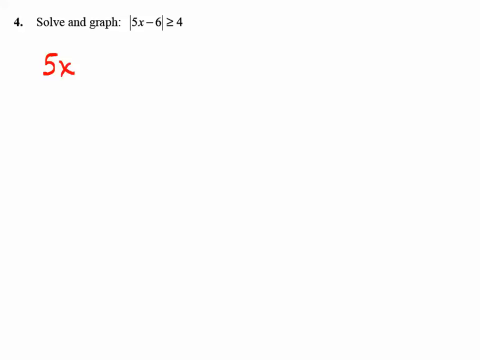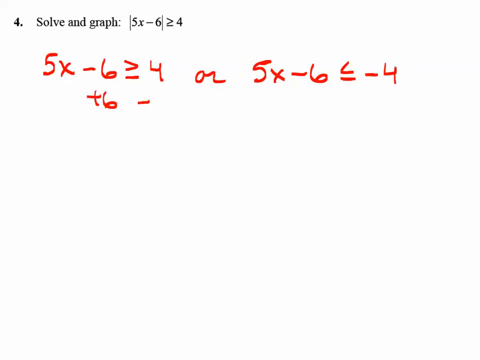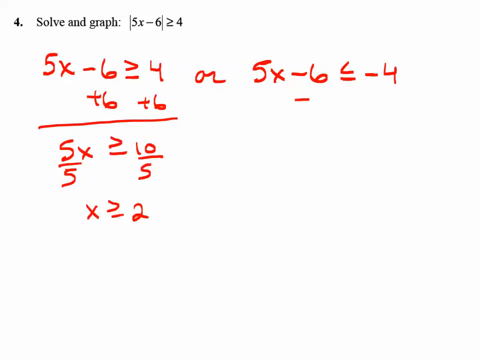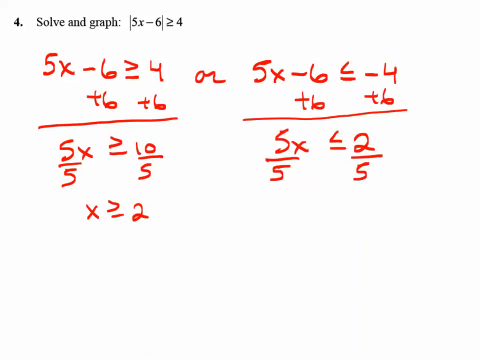Alright, let me start it as well. If you are completely lost, look at the board, but I'm sure most of you guys are doing okay here. So the positive case or the negative case. Switch the inequality and then take the opposite of the 4. Solving this one, adding 6 to both sides gives you a 10. Dividing by 5 gives you x is greater than or equal to 2. Adding 6 on this side gives you a 2, and then divide by 5 gives you a fraction of 2/5.